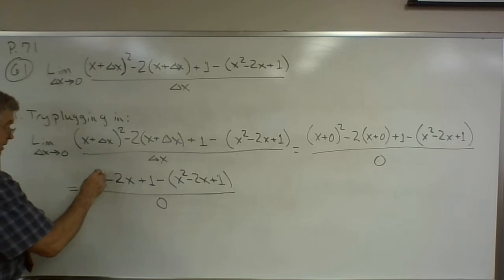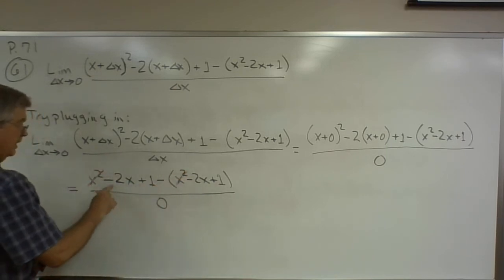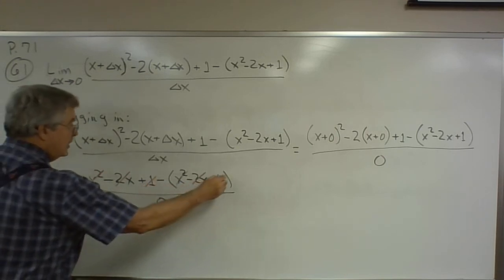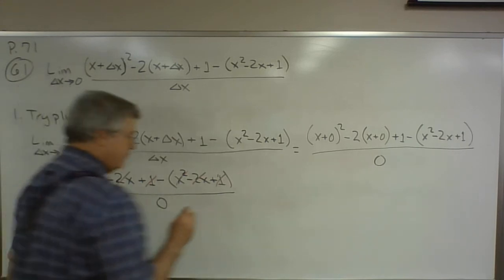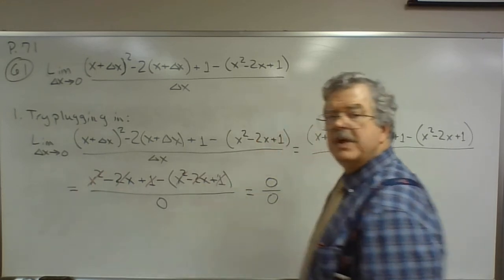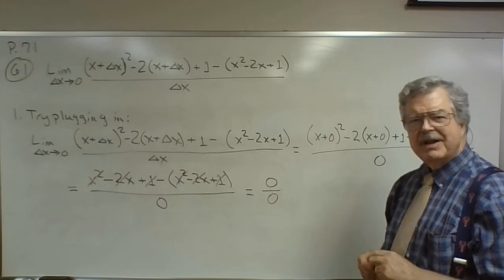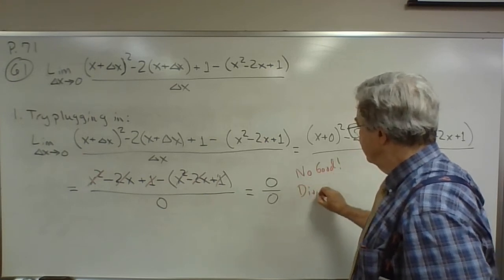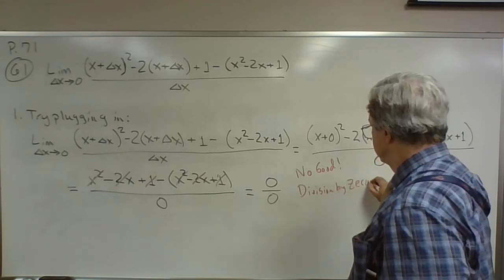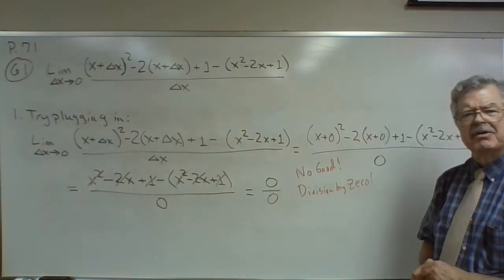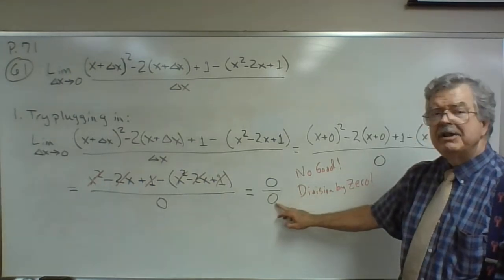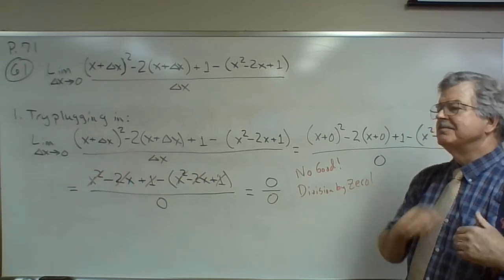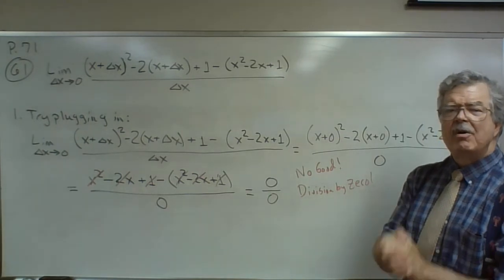Well, let's see. X squared minus x squared is 0. Negative 2x minus a negative 2x is 0. 1 minus 1 is 0. Son of a gun. We got 0 over 0. So that's bad news, but kind of good news too. It's no good. It's division by 0. That's the bad news. The good news is not only do we have 0 in the denominator, we have 0 in the numerator too. And what that indicates is that step 2, factoring and canceling, is almost certainly going to work.